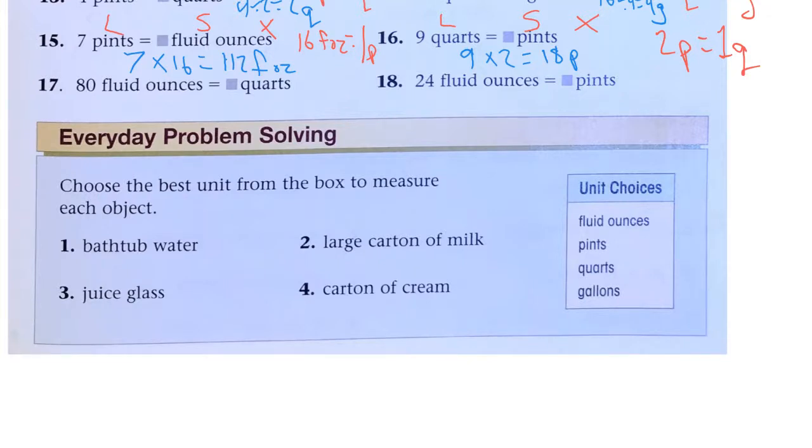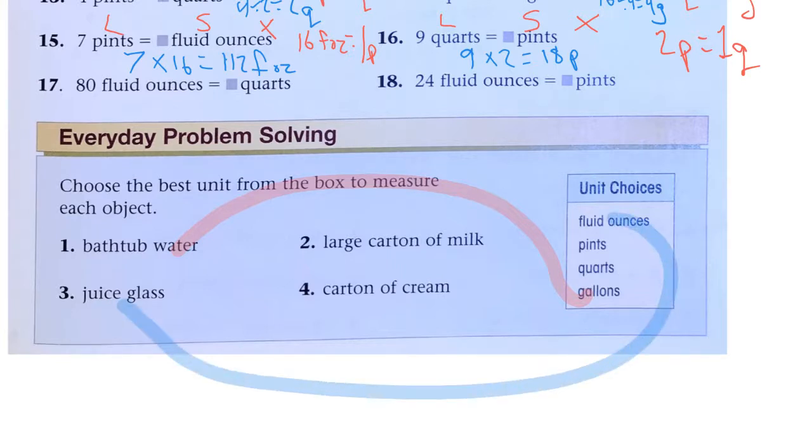And we can see what type of measurement we would use for these different containers. Bathtub water. Lots of water in a bathtub, so we use our gallons. What about juice? Not much in a juice glass, so we'd use our smallest unit of measurement, like fluid ounces. And then we've got our carton of ice cream. Pints and quarts are really similar. I think we get pints of ice cream, I feel like.